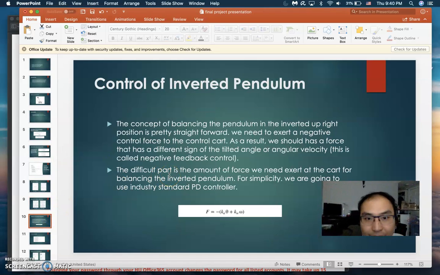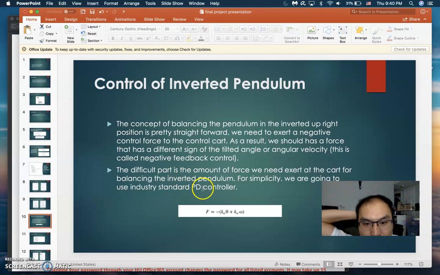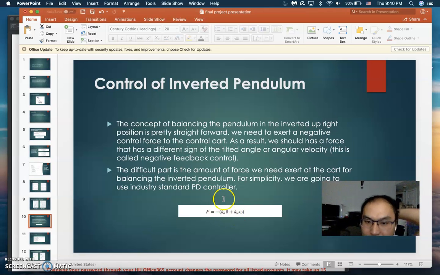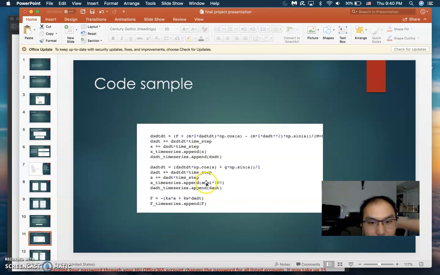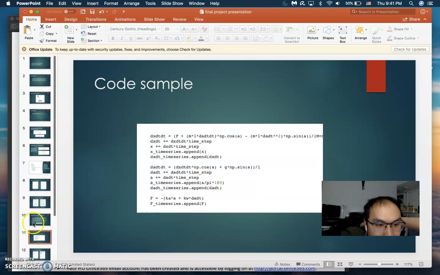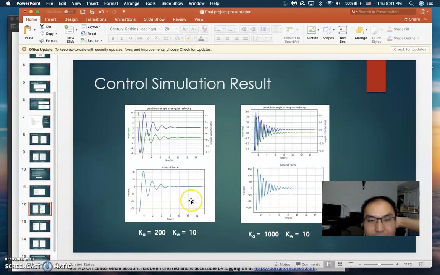For the control of the inverted pendulum, we're going to use negative feedback control forces. It's a PD controller, and the PD controller is based on the angular displacement and angular velocity. So we have a gain for each of these parameters. We have a negative control force, meaning each acts on the opposite side of the rotation of the system. This is the implementation in Python, and here's the result of the implementation.